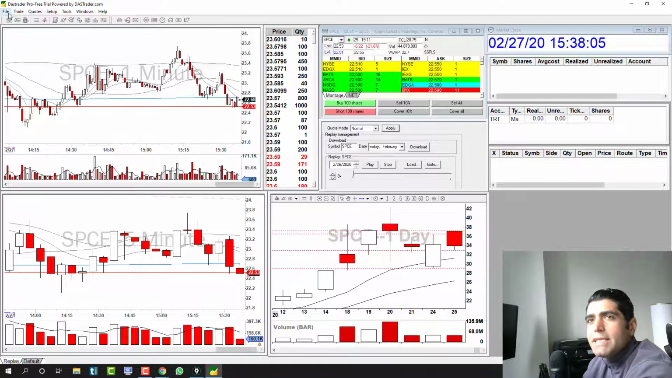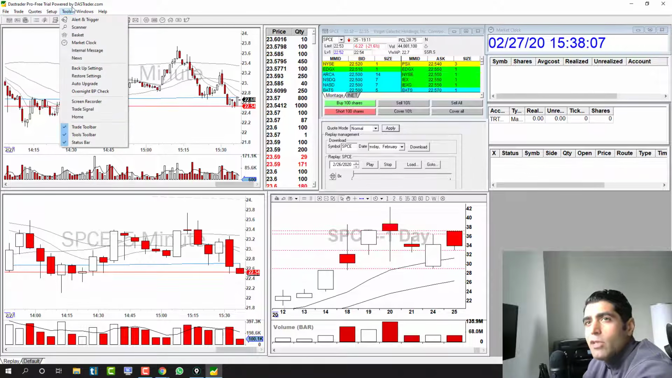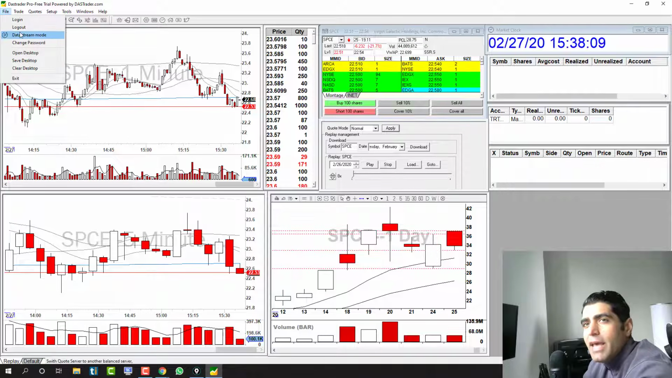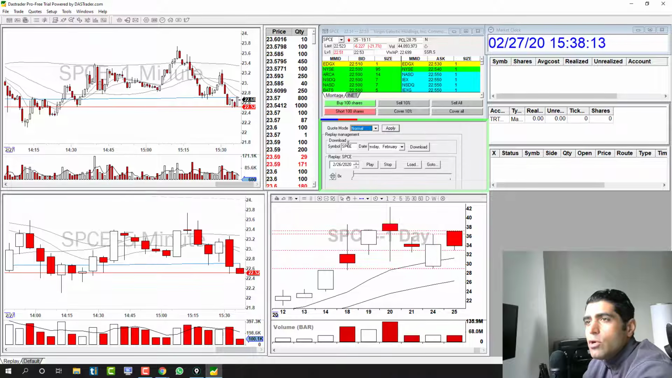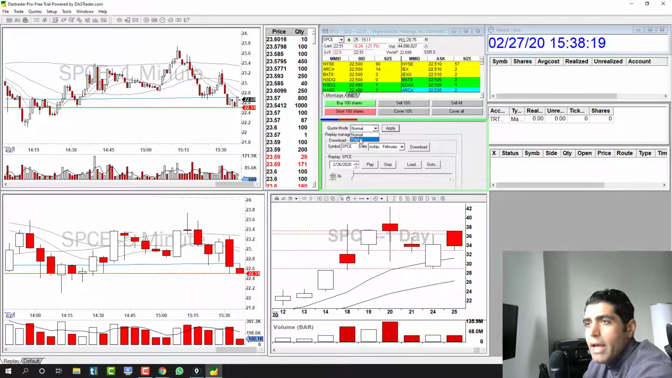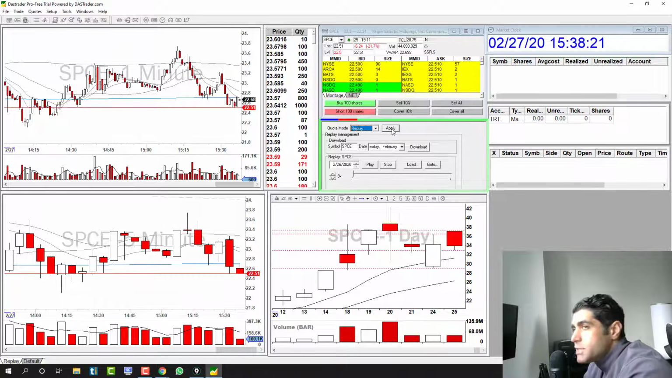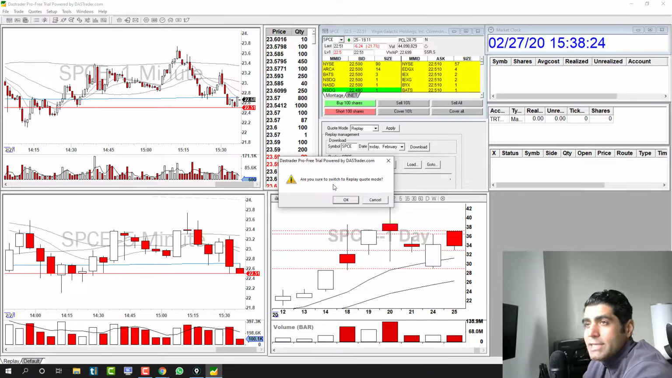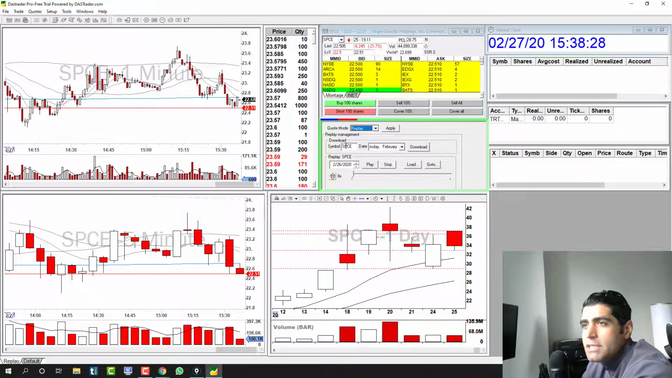Again, for the replay you have to have the updated version, and then you go to the data stream mode. Click on that and this window pops up, and then you can go to whatever you want. So SPCE. First you have to change the code, because now it's in real time. Then you go into the replay mode. So you change to replay, press apply, and it says, are you sure? Because then you don't get the live feed. And now you're in SPCE.